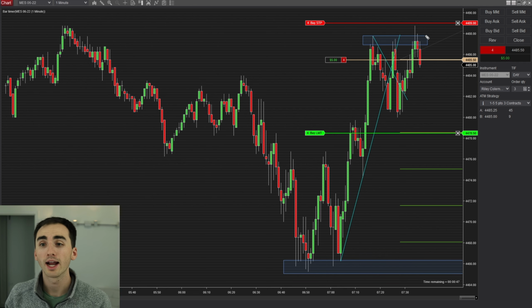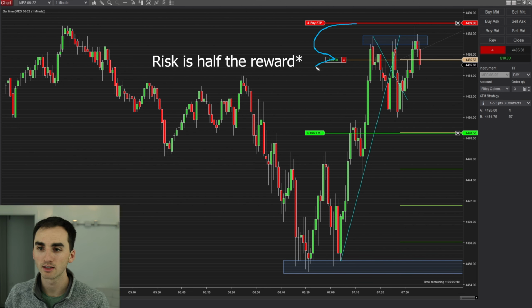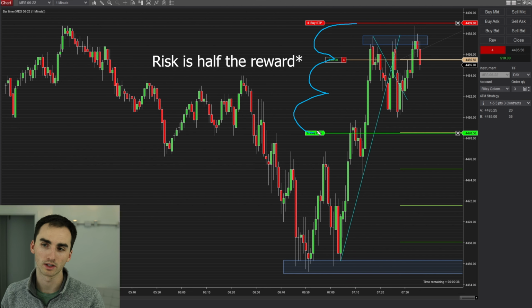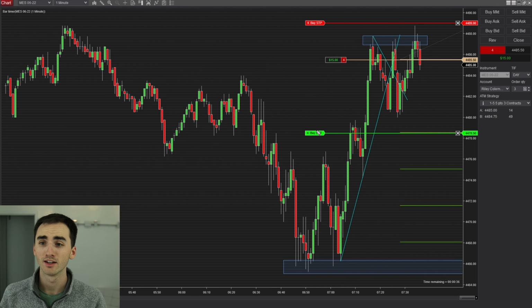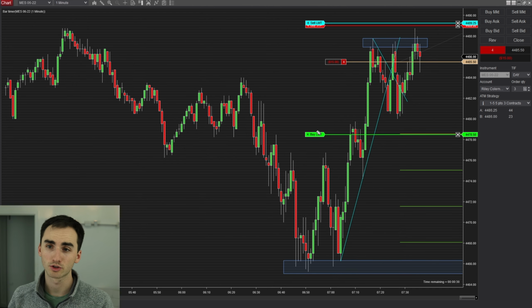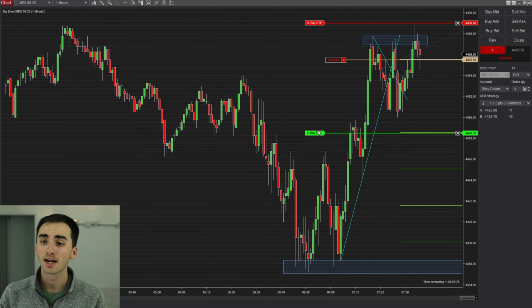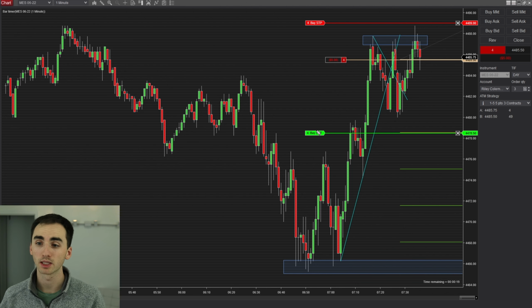I like to go for, at a minimum, 2 to 1. You can see here the amount of reward I have is twice my risk. And so I don't have to be right very often for this to work, or for it to be a profitable strategy. Because of that, you can just play the game of trading and let things play out.